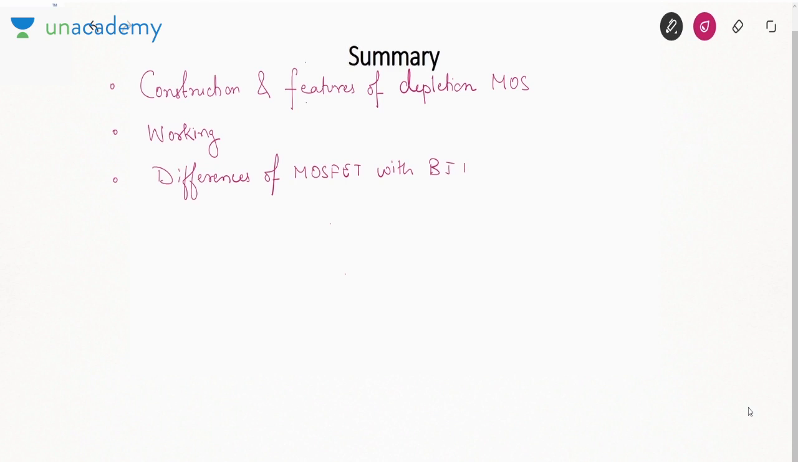Okay, that we have seen. Other than this, what we have seen? We have seen the characteristics of depletion type MOSFET. And we have seen how we represent a depletion type MOSFET. Later on, we have seen the operating region, that is when VGS is less than or equal to VT, the drain current is 0. This is called cutoff.